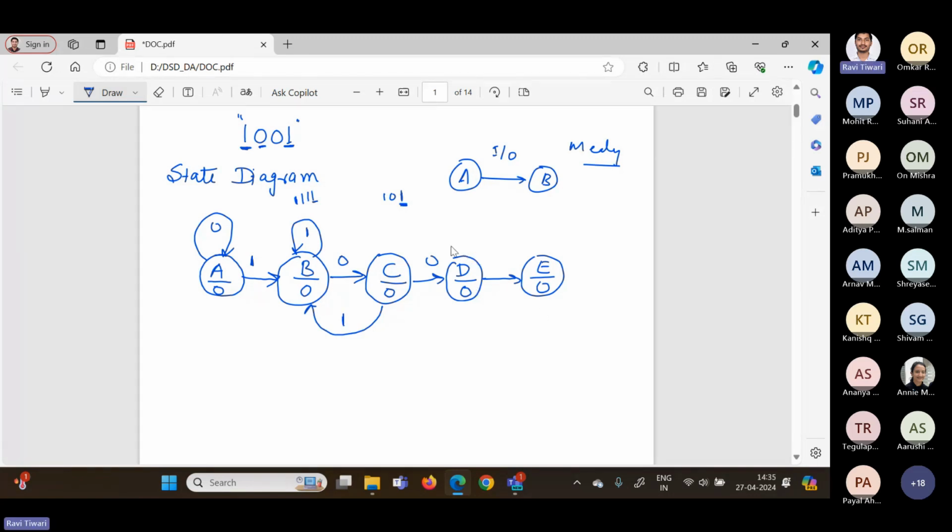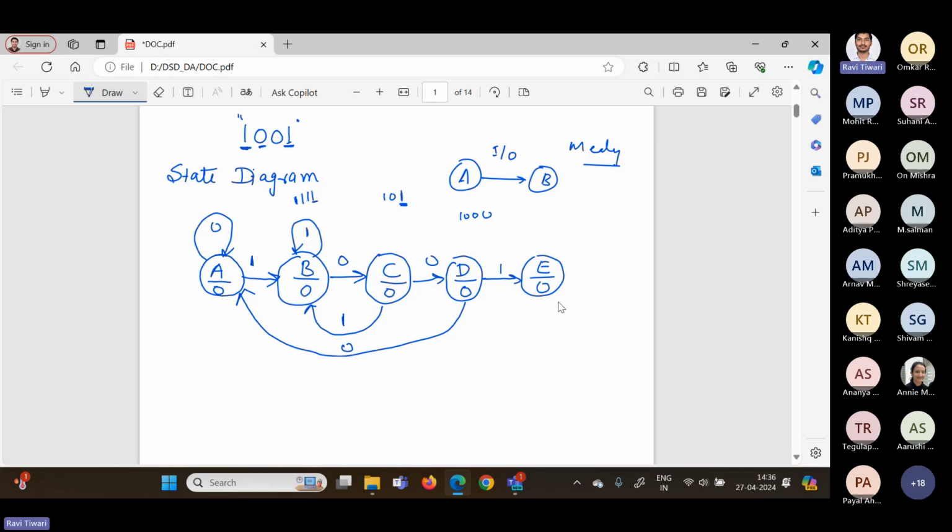Now, if you are in the state D, that means I already received 1, 0, 0 as correct bits, and I was waiting for 1. If I get 1, I will move to the state E. But if I get 0, that means there is a complete loss of pattern, and I have to come back to the initial state, that is A, and I will write down here 0.